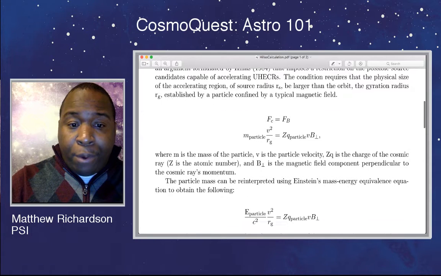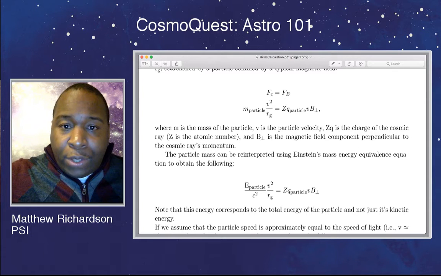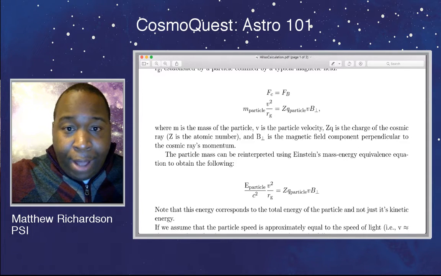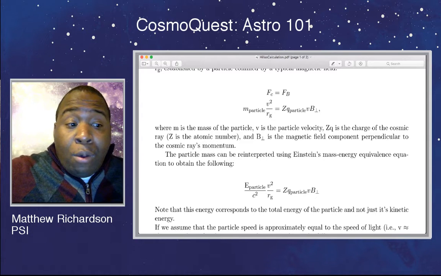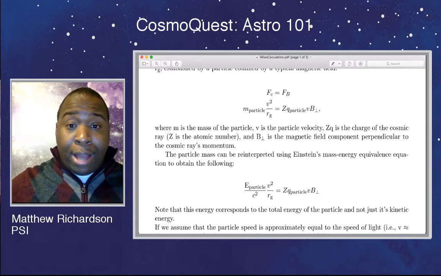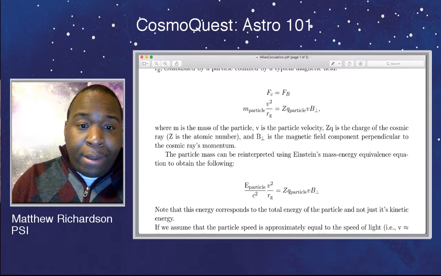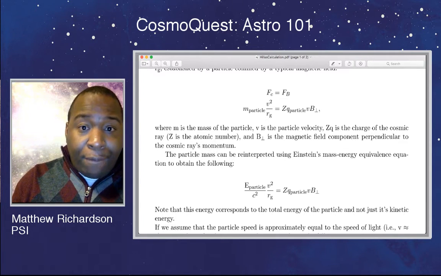As I scroll down, of course, we can make a relationship between the mass of the particle and the particle's physical energy. And basically, we do this by using Einstein's equation, E equals mc squared. I must note, though, in this case, that the energy we're referring to here is the total energy of the particle, and not just its kinetic energy. And so what we now get, instead of an equation in terms of the mass of the particle, is an equation that relates the particle's energy to some of the key properties of the source itself. Namely R sub g.